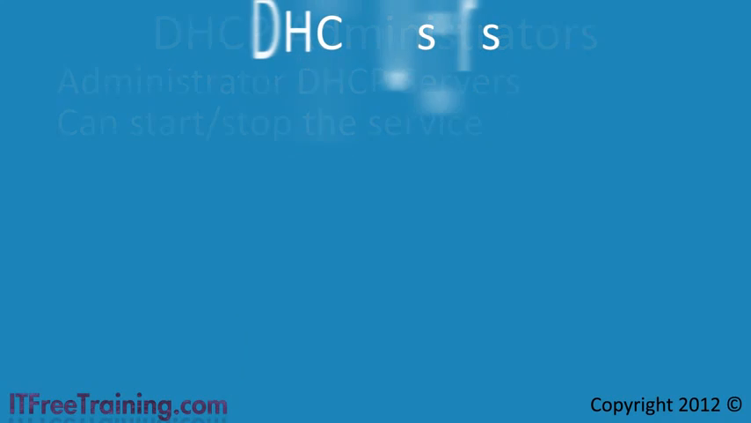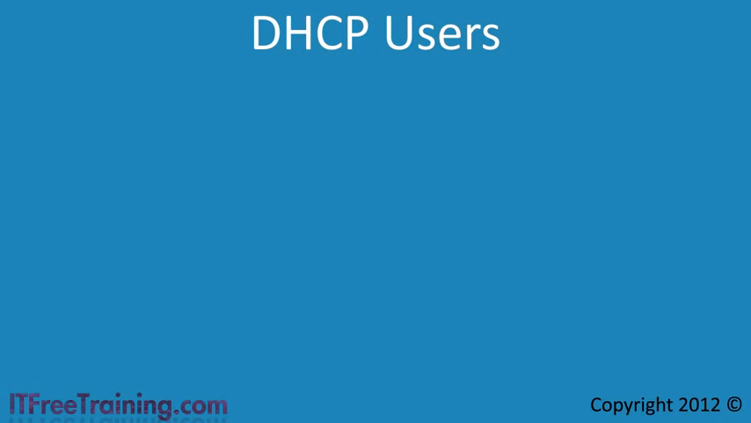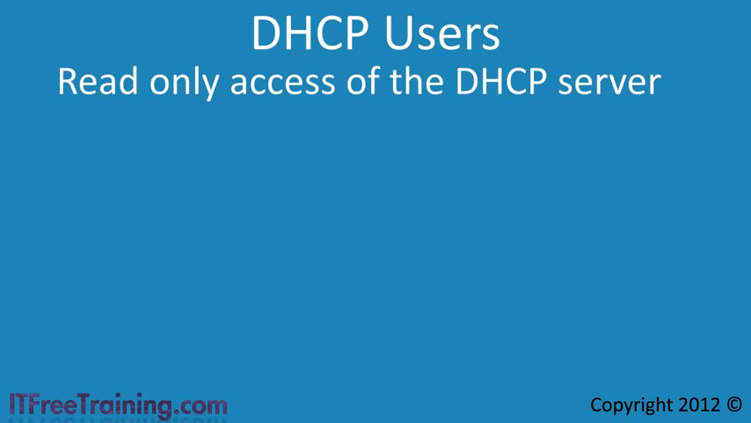The next group is DHCP Users. This group gives the user read-only access to the DHCP server. A user in this group can read the configuration of the DHCP server and also the records created in the DHCP server. However, they cannot make any changes.